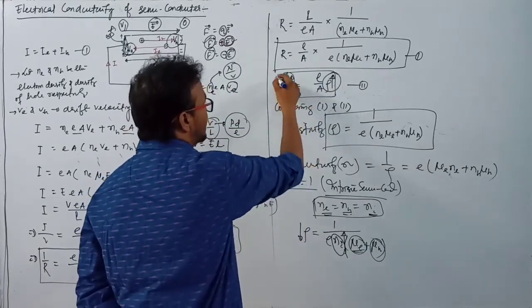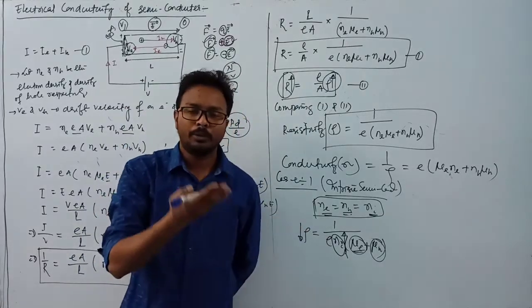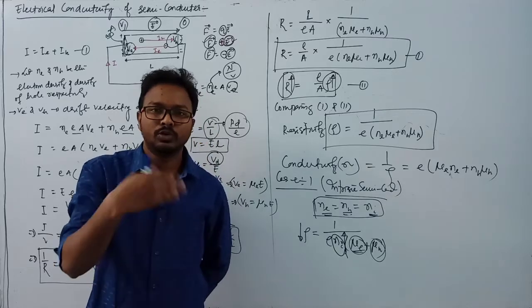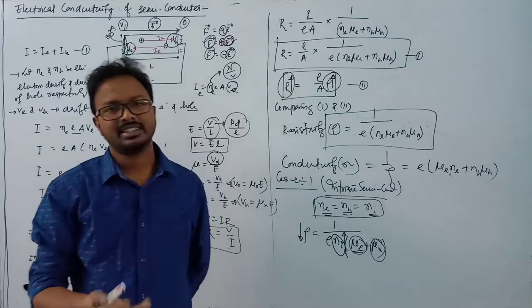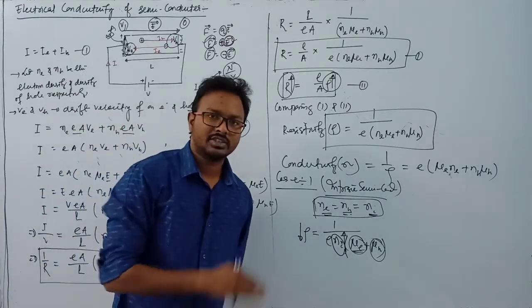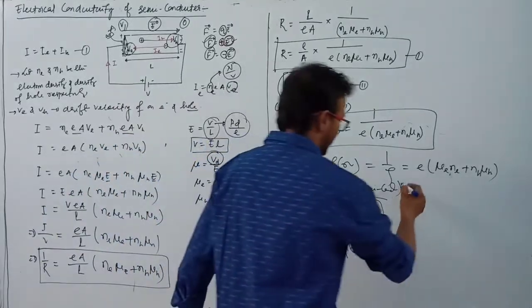Resistivity decrease means resistance decrease. If resistance decreases, the opposing factor decreases. If the opposing factor decreases, the conductivity, the flow of charge particles inside the conductor, increases. That's why we get maximum current. Clear? So we can control the current. So the semiconductor is an important thing here. It can control the flow of charge particles.